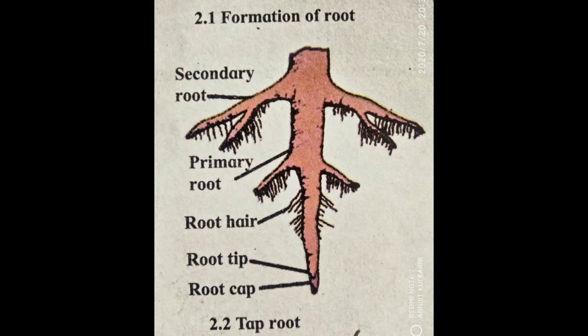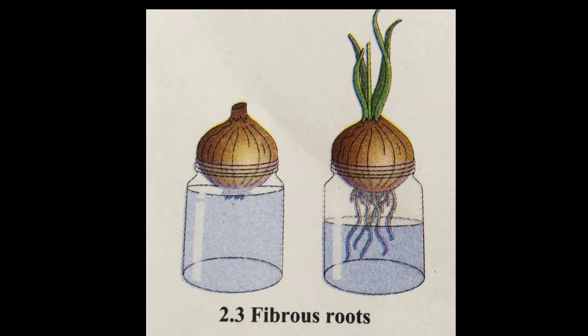You can do one activity at your home. See this picture. For this activity, take a glass jar and fill 3/4 of it with water. Place an onion on the mouth of the jar in such a way that its roots are towards the water. Observe the growth of the roots for 8 days.